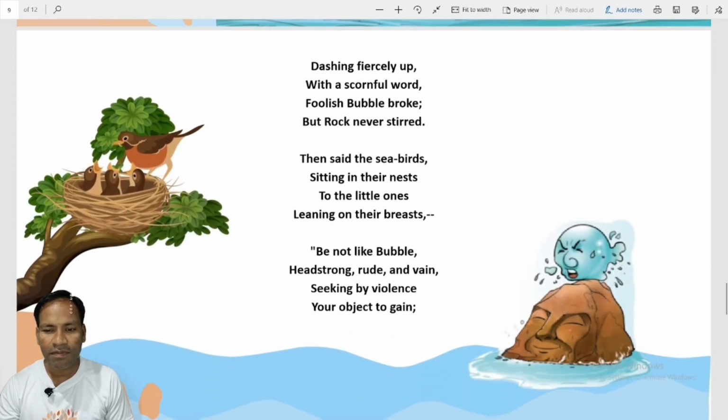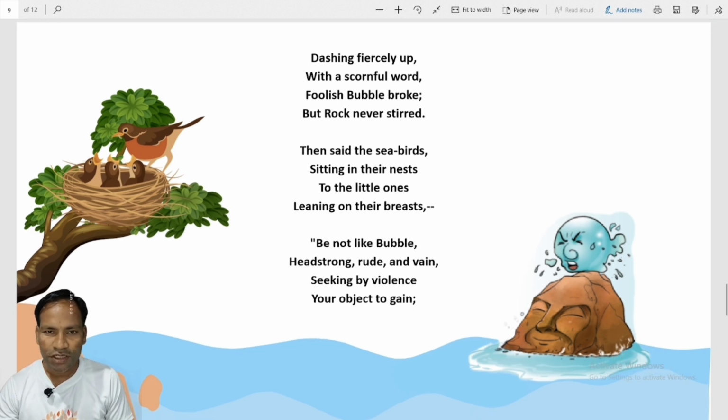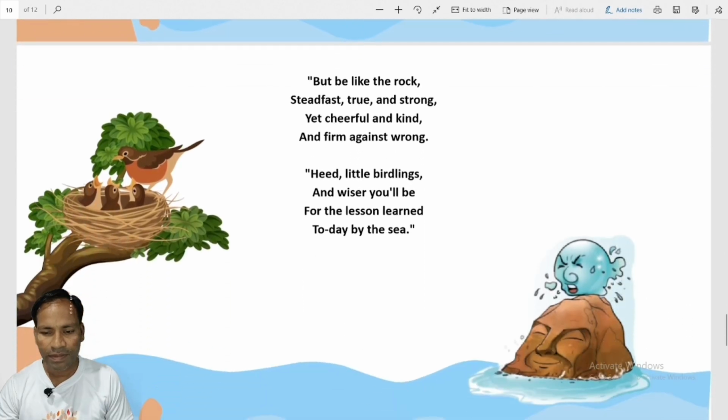Dashing fiercely up with the scornful world, foolish bubble broke, but rock never stirred. Then said the sea birds, sitting in their nest, to the little ones leaning on their breast, be not like bubble, headstrong, rude and vain, seeking by violence your object to gain, but be like rock, steadfast, true and strong, yet cheerful and kind, and firm against wrong. Heed little birdlings, and wiser you will be, for the lesson learned today by the sea.